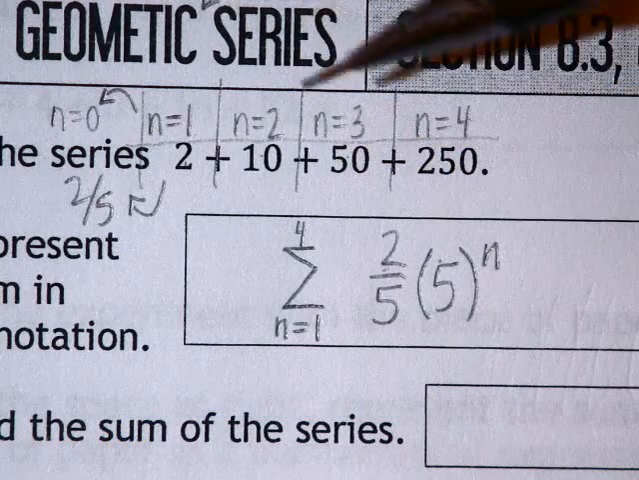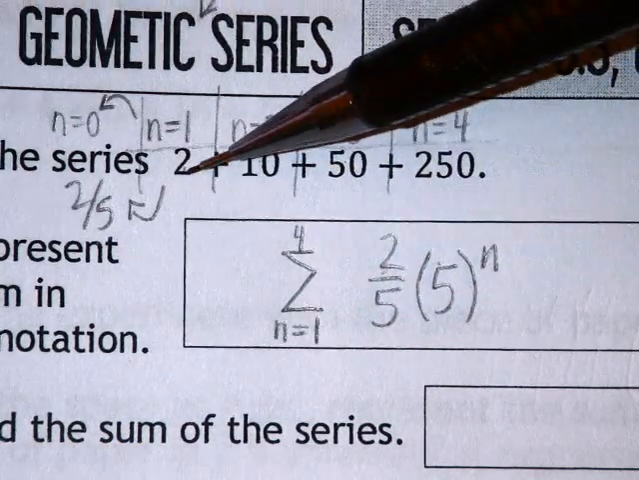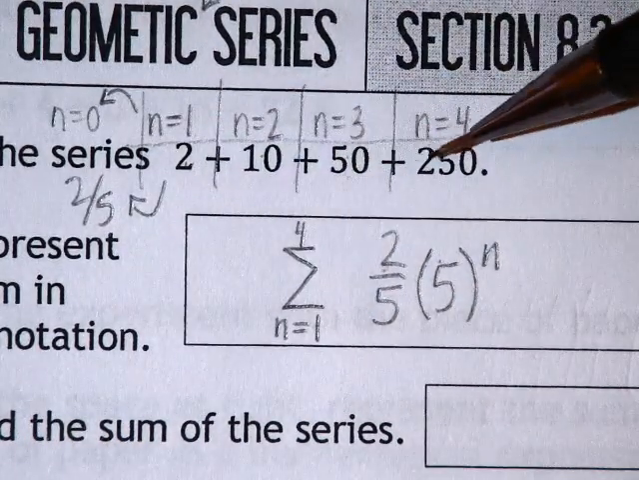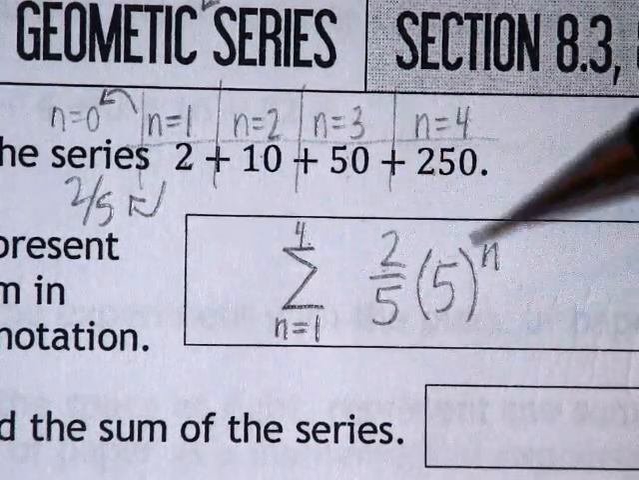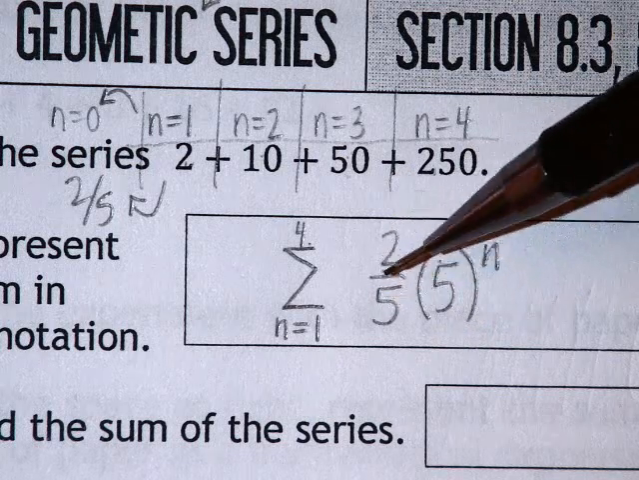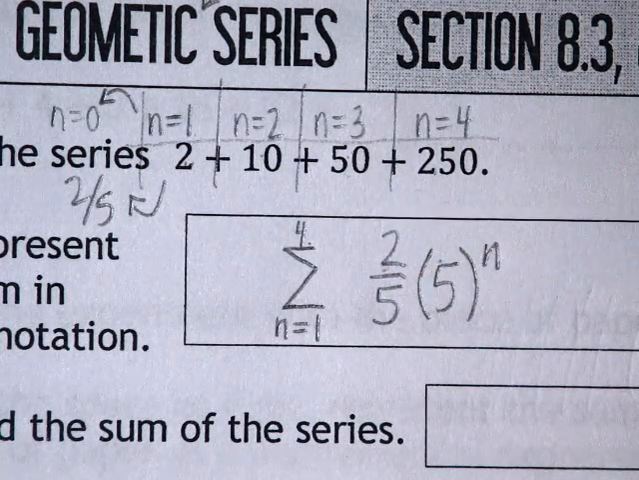So there's my sigma notation. Sigma tells me to start at term 1, keep going till term 4, and it's telling me that the equation that generates this pattern is 2/5 initially times 5 to the power of n.